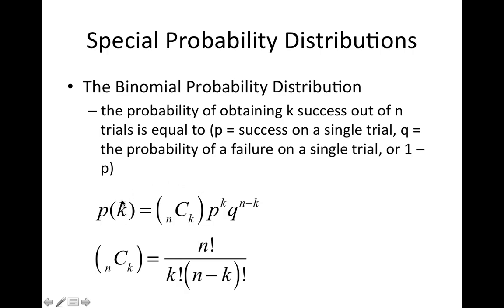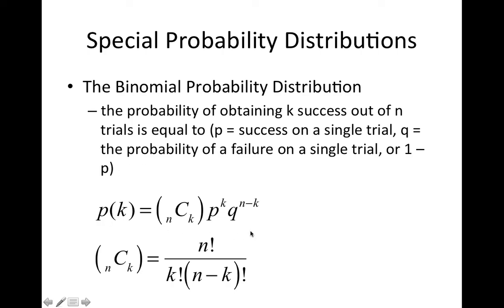P to the k is the number of successes. So what we asked was, what's the probability of obtaining 4 heads out of 5 trials? And what we did was we took 0.5 to the 4th power, and then took q, which is the probability of a failure on a single trial, to the n minus k power, and I determined those probabilities. So the probability of 4 was determined using this, the probability of 5, the probability of 0, and so forth.